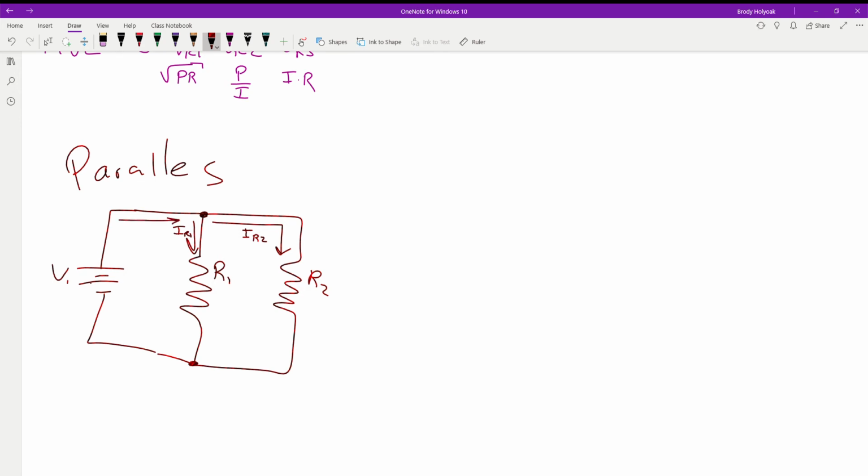Using Kirchhoff's current law, what's the current going into this guy? Not just similar, it's the sum of them. So our total current is equal to IR1 plus IR2. So kind of like where we had in series, we had voltages that add together. In parallel, the currents are going to add together, because Kirchhoff's current law still has to be satisfied.